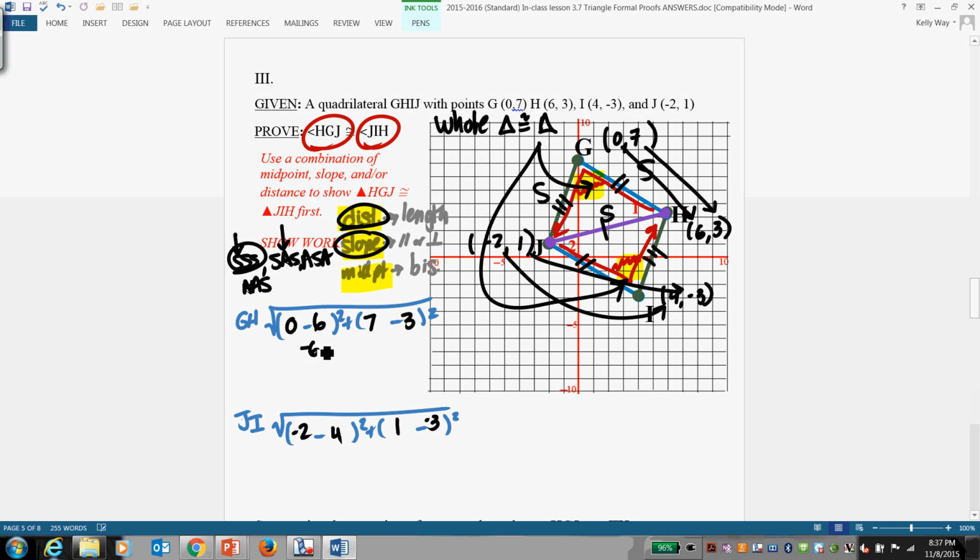This is going to be -6 squared plus 4 squared. And our GH is √52. Let's do this one. This is -6 squared. That's double negative, root positive 4 squared. Lo and behold, that's the same thing. Now let's go the other direction.